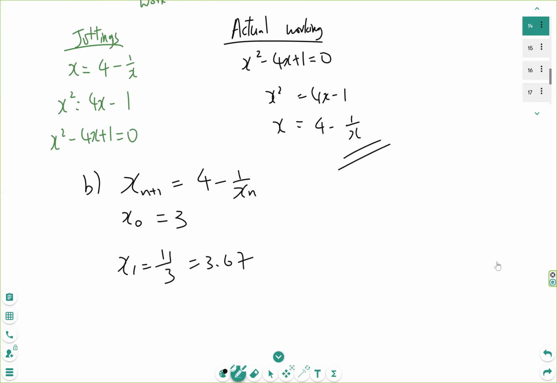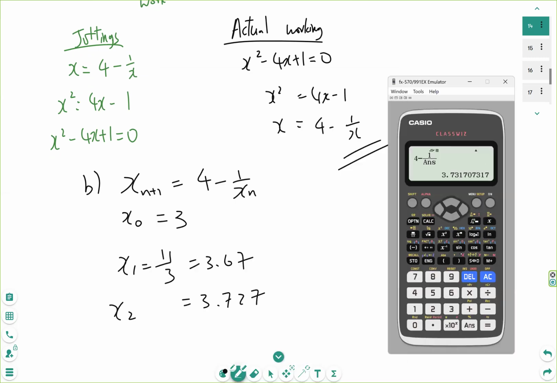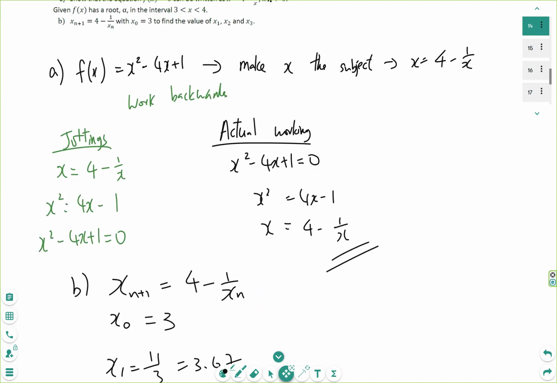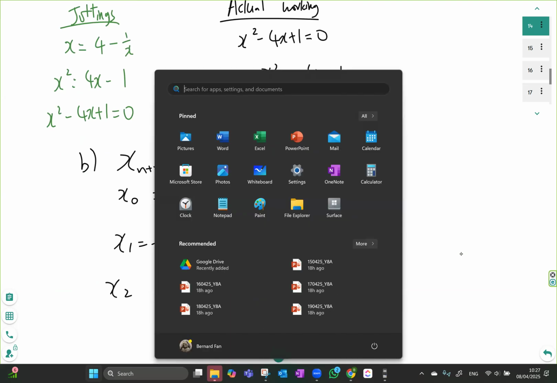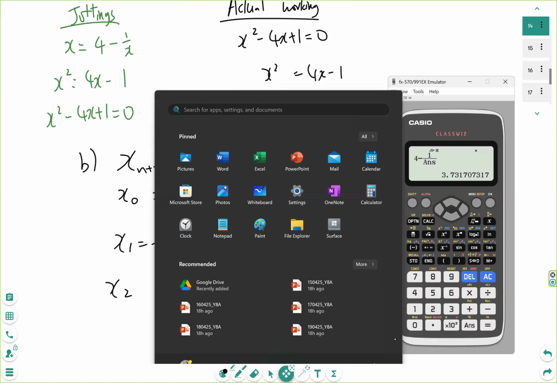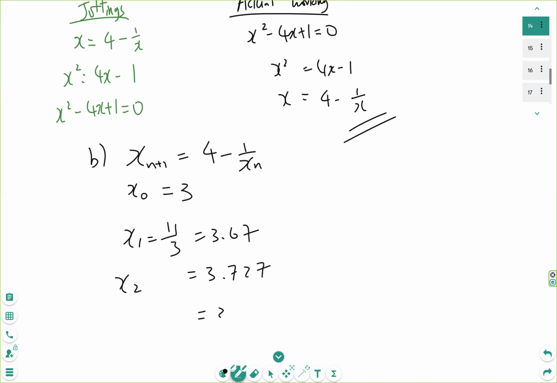3.727. Next one. 3.73. Did they say to which accuracy? No. Okay, that's fine. Usually it will tell you 5 decimal places, 4 decimal places. 3.7317.